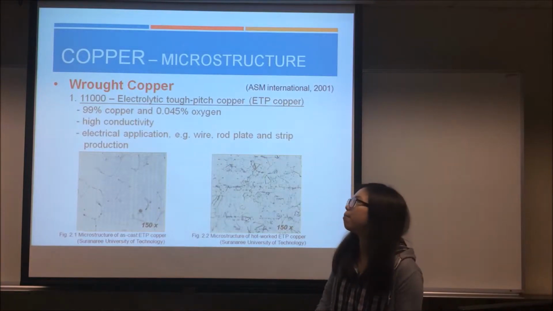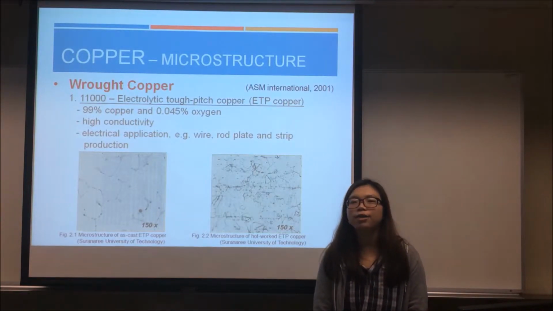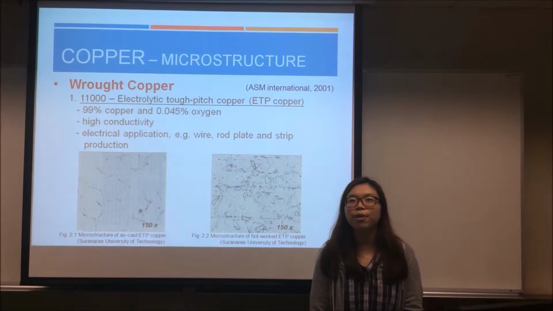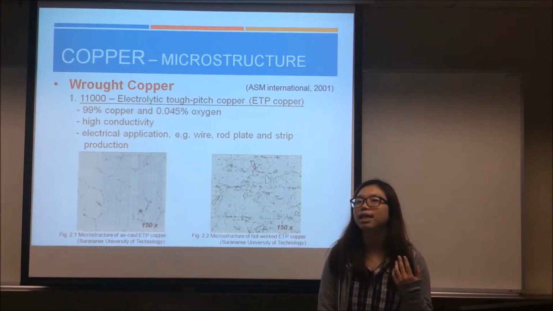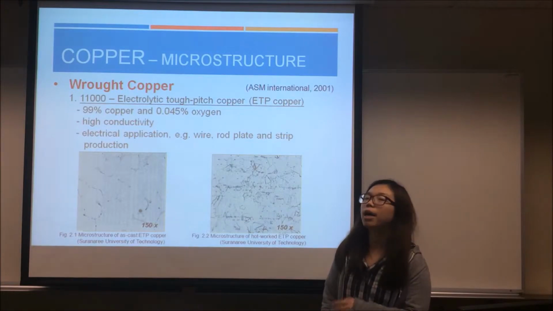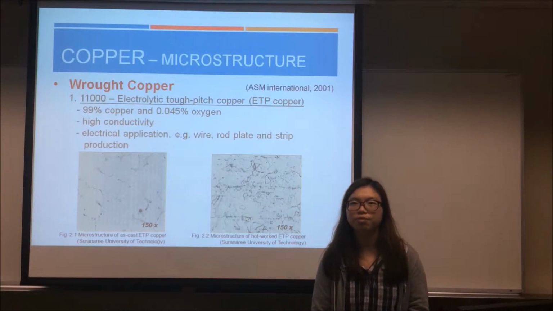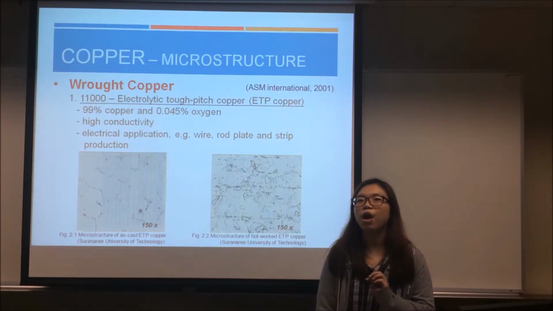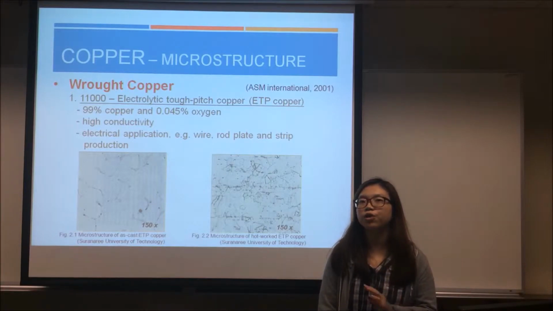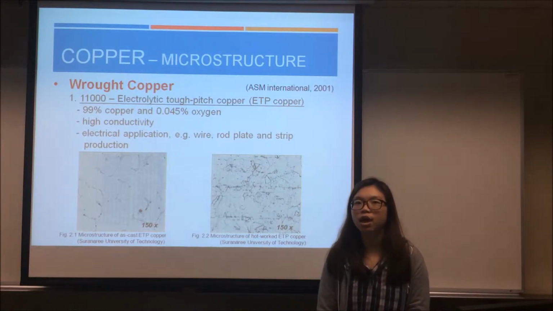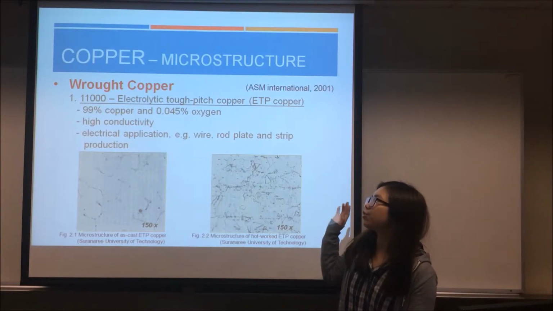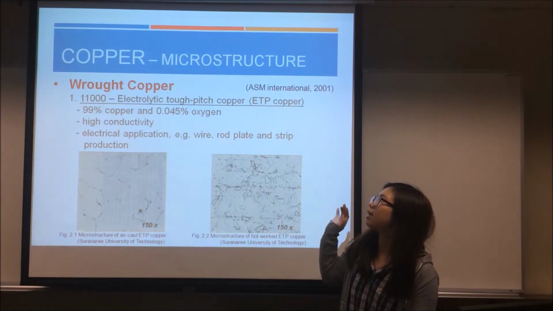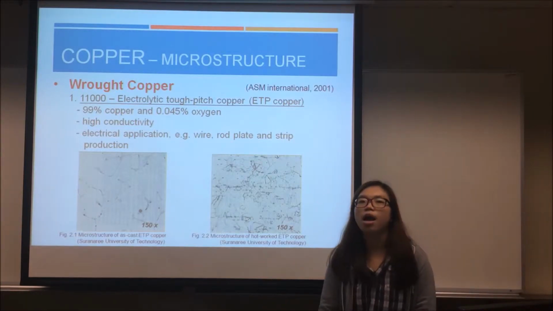Now move to the microstructure. Different physical properties of metals such as strength, toughness, and corrosion resistance can be determined from the microstructure. Raw copper refers to the unalloyed copper. The first type is electrolytic tough pitch copper, ETP copper.